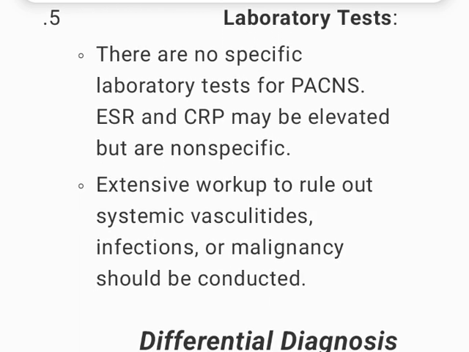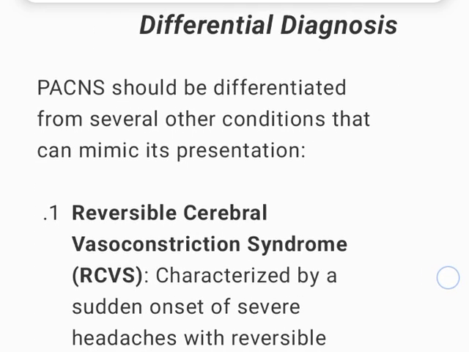5. Laboratory tests. There are no specific laboratory tests for PACNS. ESR and CRP may be elevated but are nonspecific. Extensive workup to rule out systemic vasculitides, infections, or malignancy should be conducted.